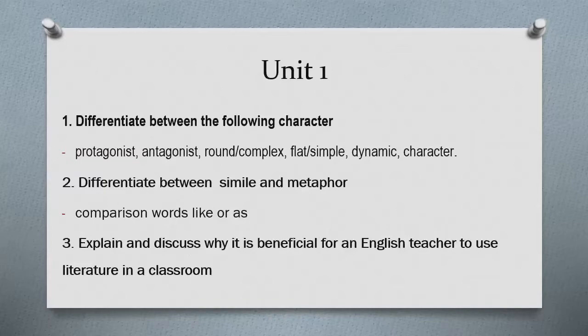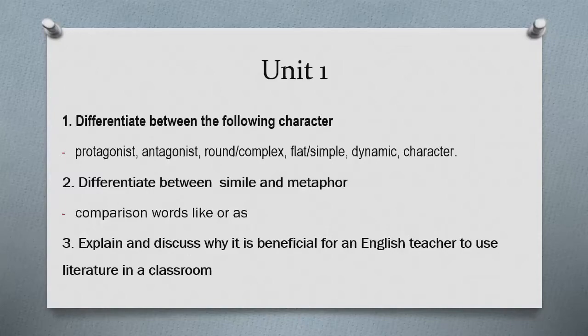Under Unit 1, this is what you should know. Differentiate between the following characters. They are in the study guide. Please study them. For example, we have a protagonist, antagonist, round or complex, flat or simple, dynamic. You should be able to differentiate between the protagonist, antagonist, round or complex character, flat or simple character, and the dynamic character.